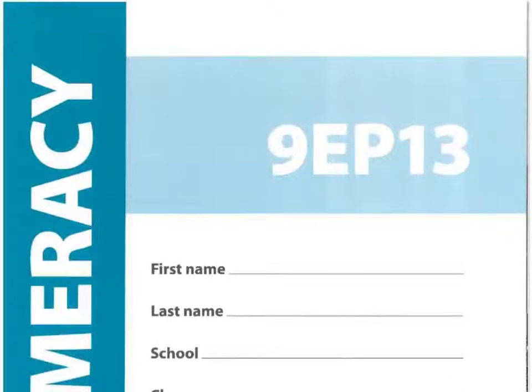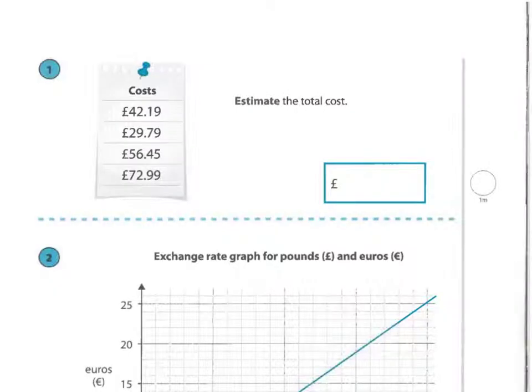This is the numeracy procedural test for Year 9 from 2013. Question 1. Estimate the total cost.